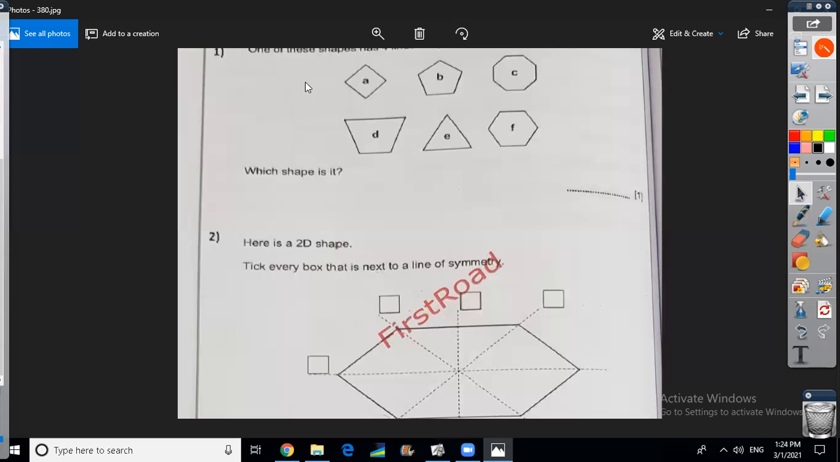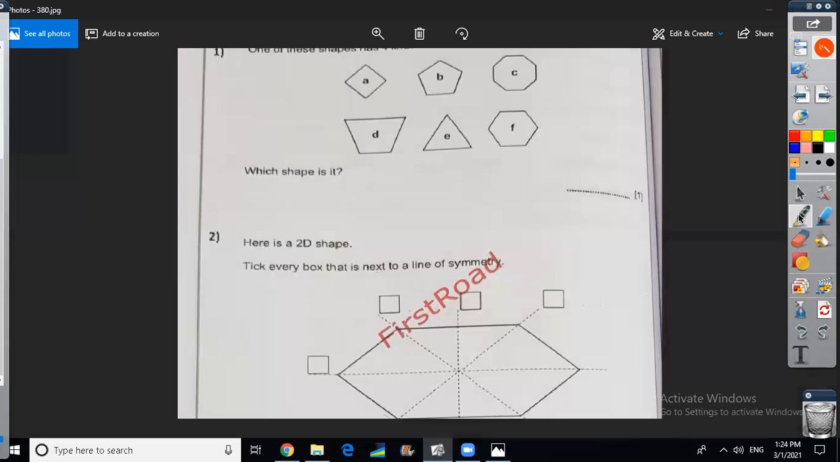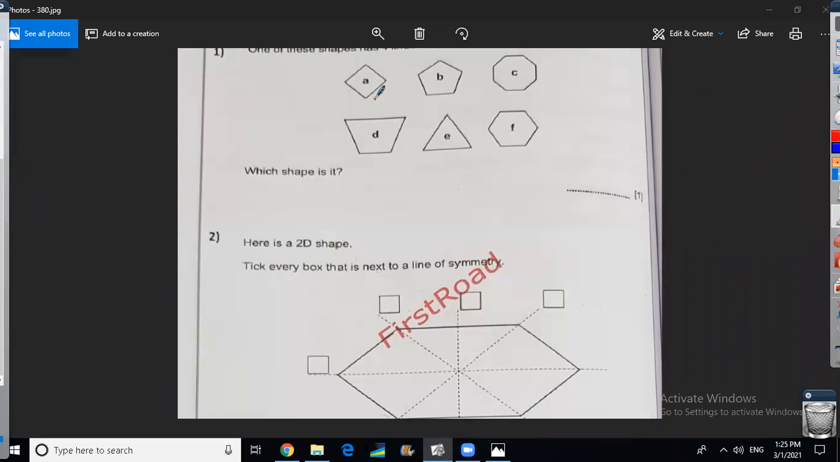All right, let's start. So here the first question says, one of these shapes has only 4 lines of symmetry. Which shape? Only one of them has 4 lines of symmetry, which is the square. The only shape that has 4 lines of symmetry in this list is the square, which is A.